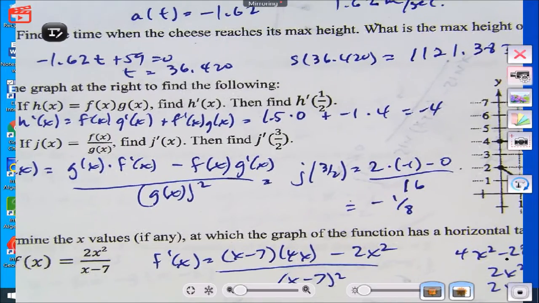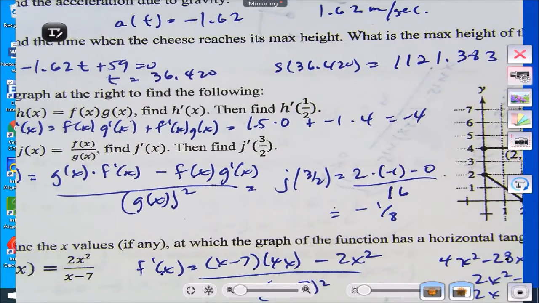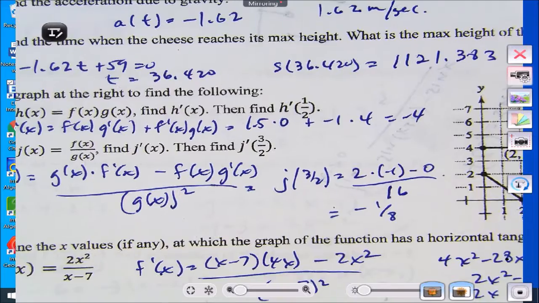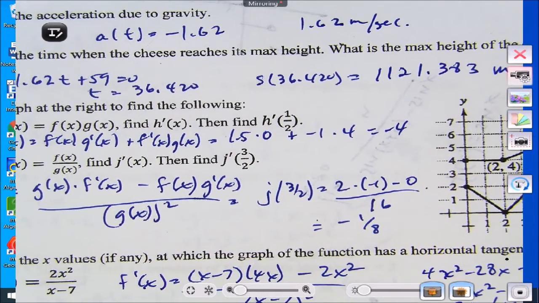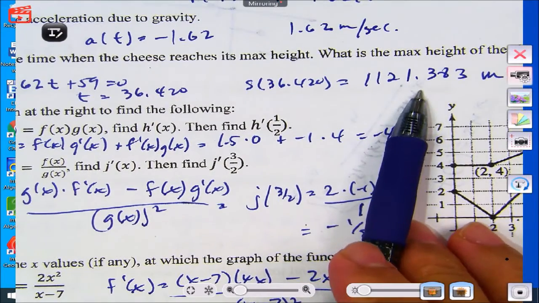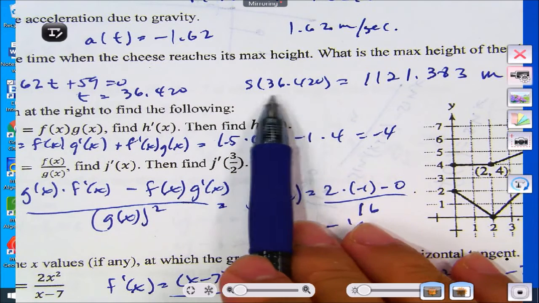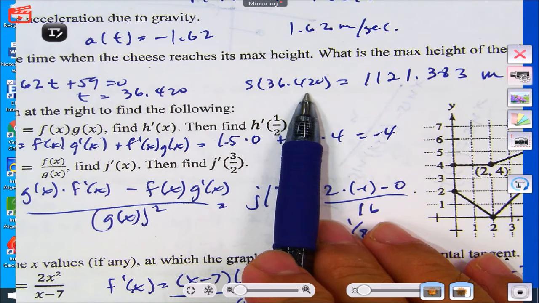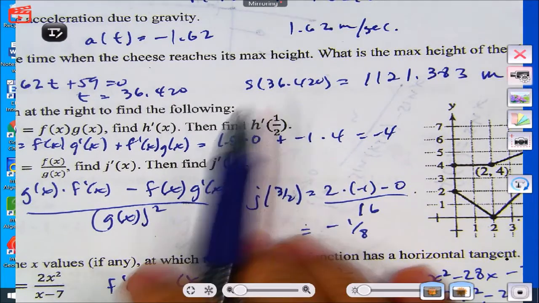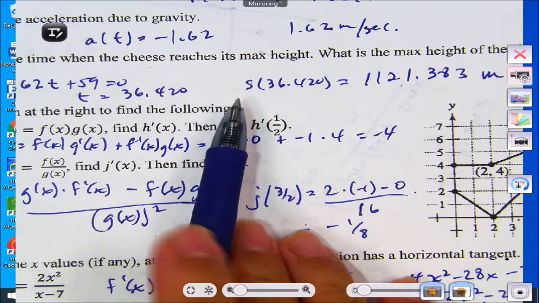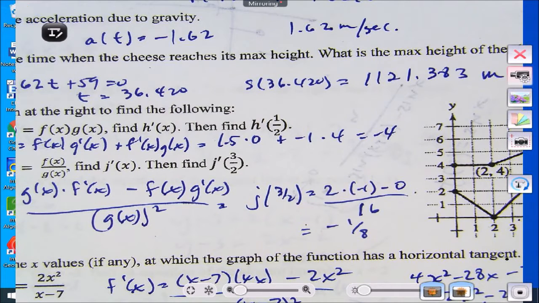So then it comes out to 1121 or something. Is that the final answer? Yeah. Why did you type in 36.420? I plugged 36.420 into the position function. So that's what the S stands for, the position function. That's the original function. And that equals 1121.